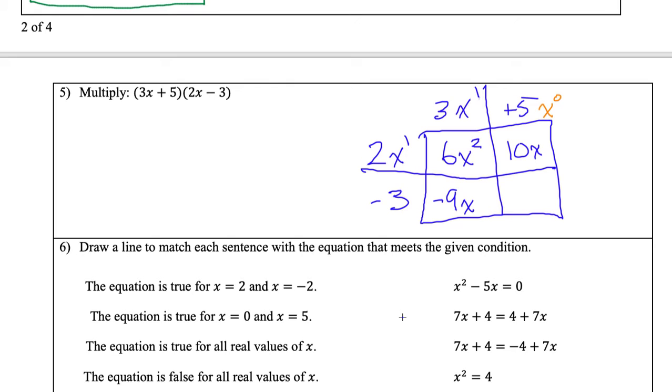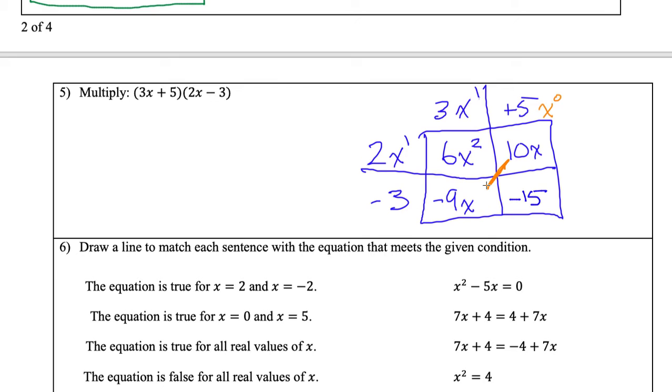Just 5 times -3. Wyatt? Negative 15. -15. We've done the hard multiplication. The next step is to combine the like terms. If you've done this correctly, it should almost always be these diagonals right here. Those are the like terms.